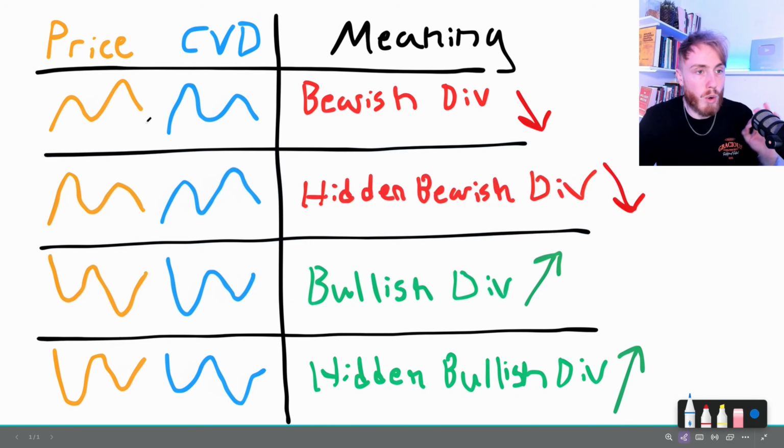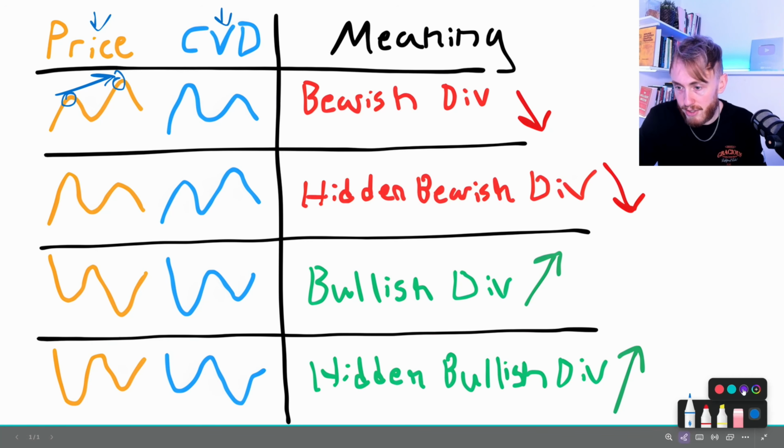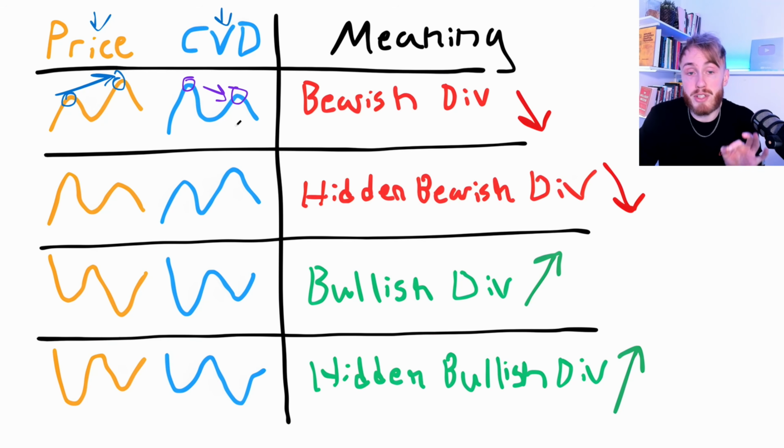But now let's go over the divergences. So first of all, you have the orange side right here, that is the price. And you have the blue side, which is the CVD indicator. And when the price prints higher highs, like we're seeing right here, you can see one high and a higher high. Let me actually change the color here so you can see clearly. And when the CVD at the same time prints lower highs, then we have a bearish divergence, and that is a signal indicating a potential reversal to the downside.